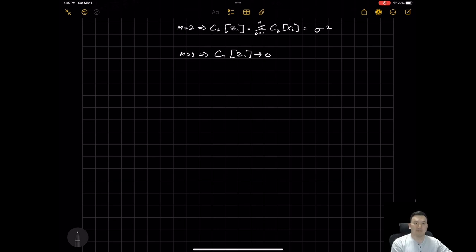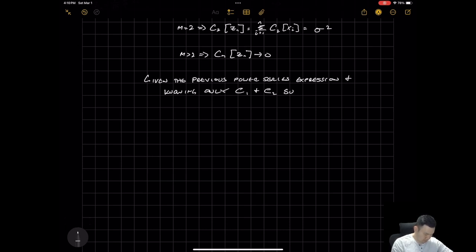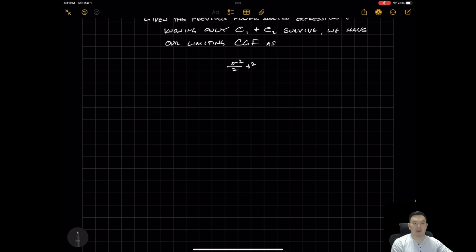Finally, any order greater than 2 goes to 0 as previously established. Then, given the above, and knowing the first and second cumulant survive, our limiting cumulant generating function of the normalized sum is the following. That form above is exactly the form we know of a normal random variable with zero mean. This reconciles with the same outcome using moment-generating functions using a zero mean parameter.